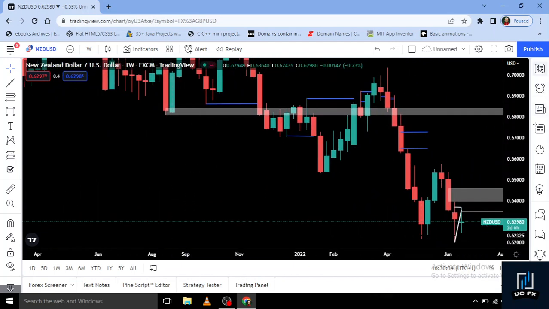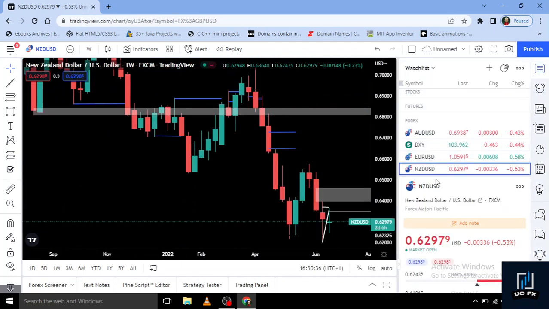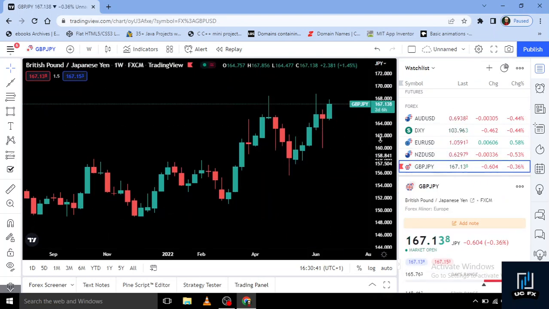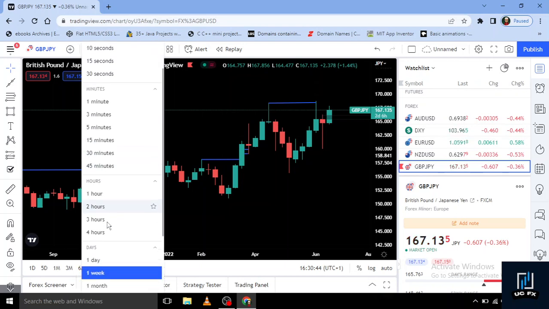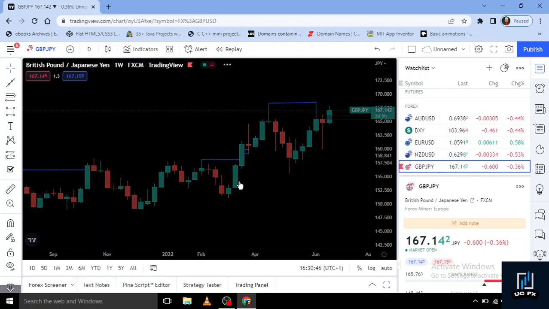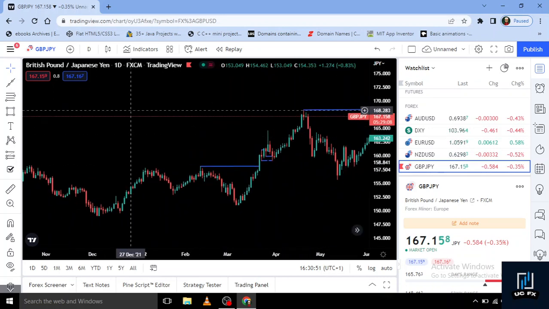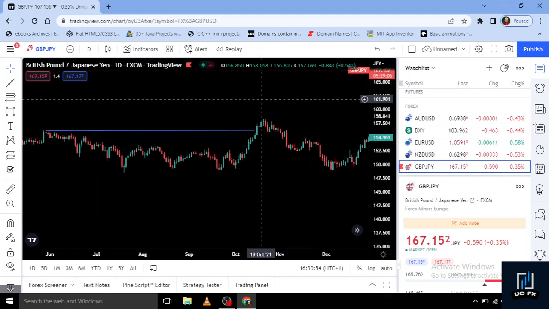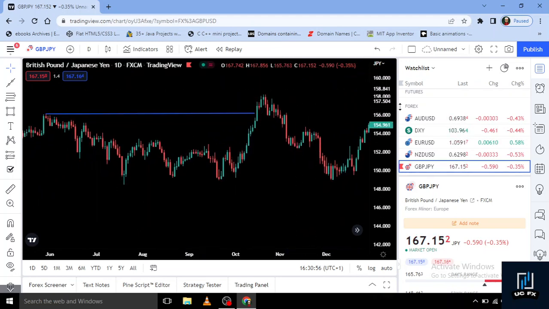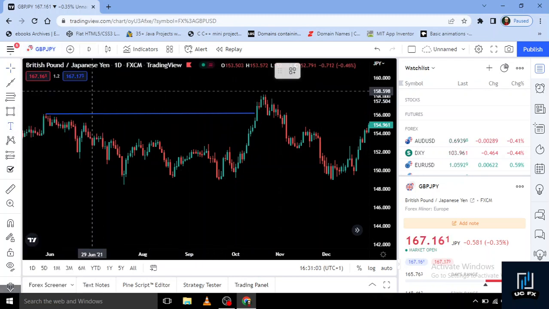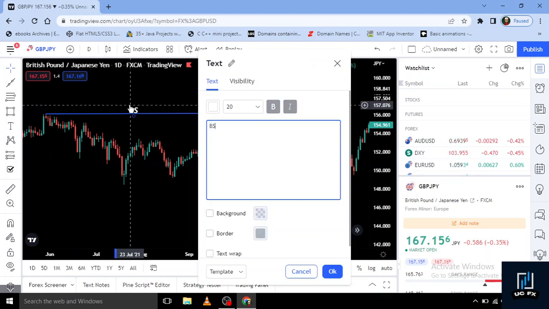Okay, maybe let's use another pair for this one. Let's use GBP JPY. Let's go to the daily time frame. Yeah, here on the daily time frame. Yeah, exactly. This is what we call the buy side liquidity. So you could name it like this: buy side liquidity, BSL.